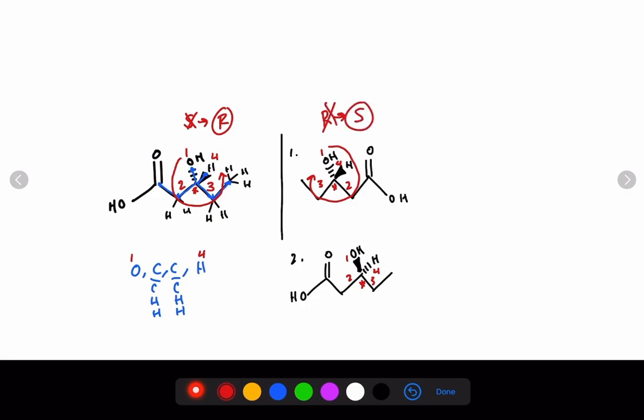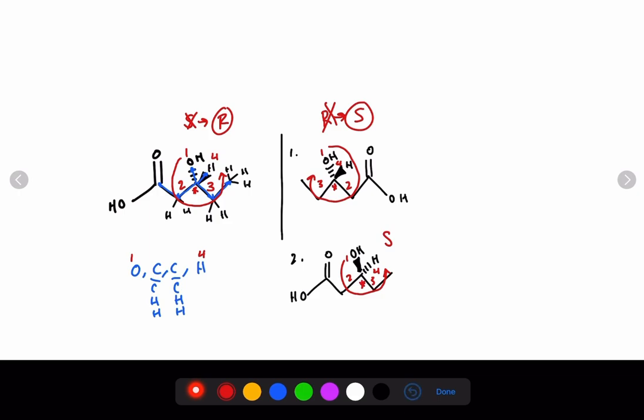And for the second molecule, the hydrogen, the fourth priority, is pointing away from us, so we can just go ahead and look at it as normal. So this looks counterclockwise, so this is S. So these two molecules on the right side of the line, they are enantiomers to that first molecule.